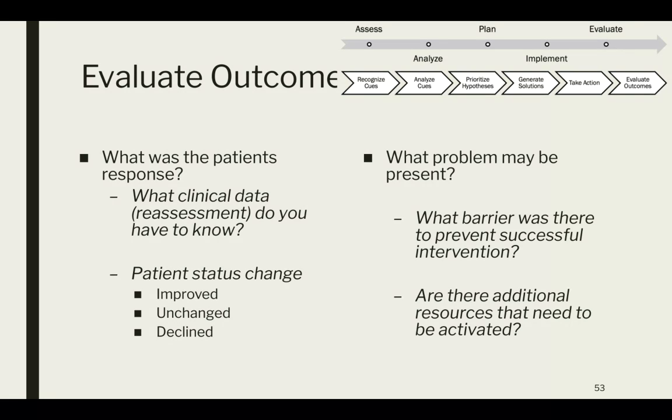We need to evaluate what barriers there are. So why were you not successful? Maybe you need additional resources that need to be activated. Did we do an independent intervention, but that wasn't enough? Maybe we got them in the chair a few times, but they need physical therapy to get them a walker, walk them around in the hospital and help them be more independent, etc. This is where we start the nursing process over again.